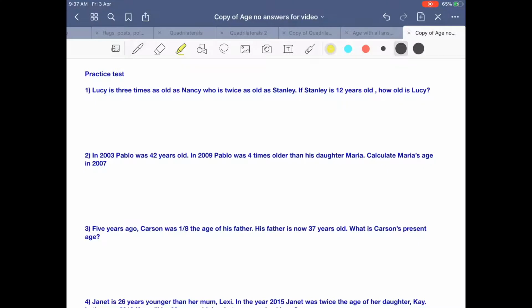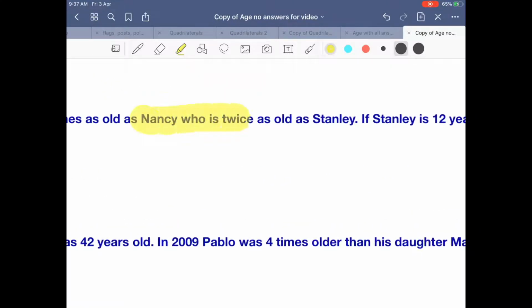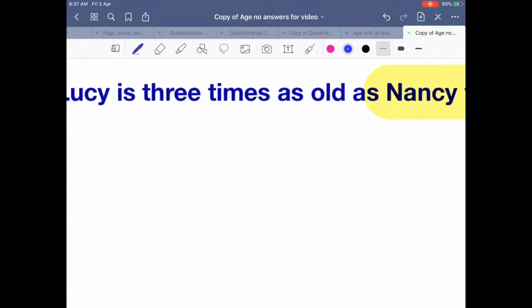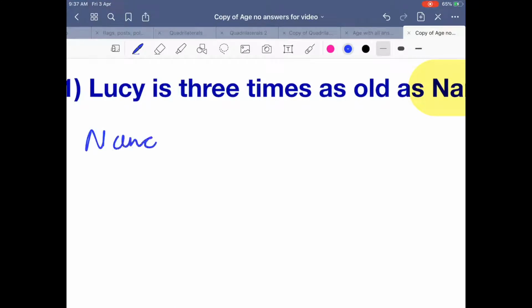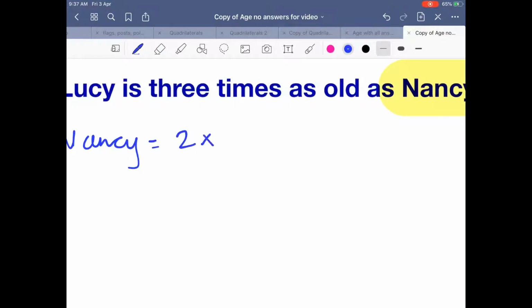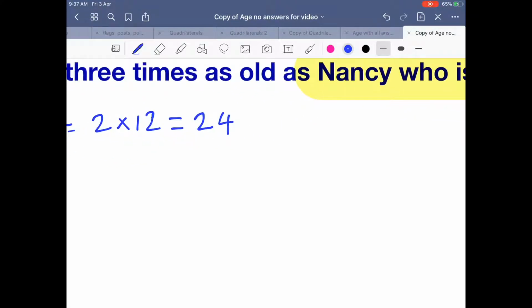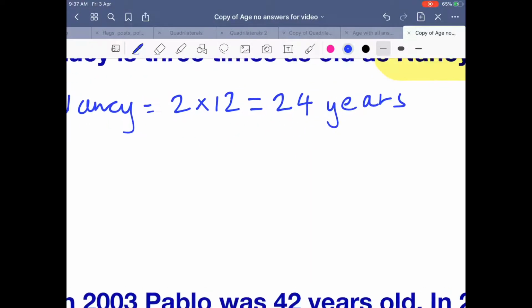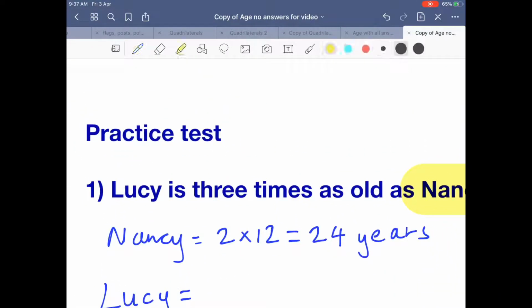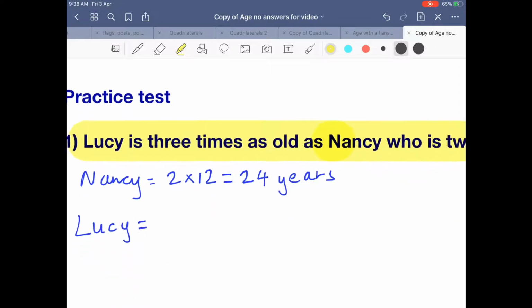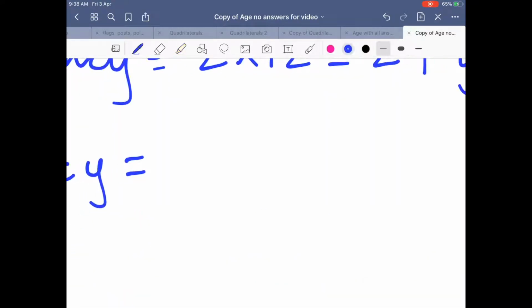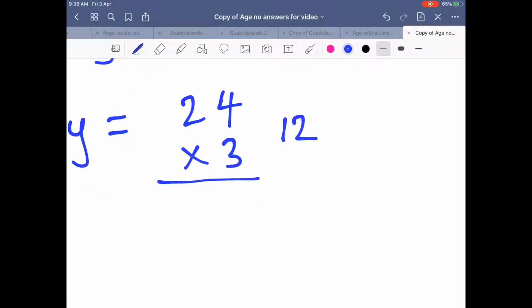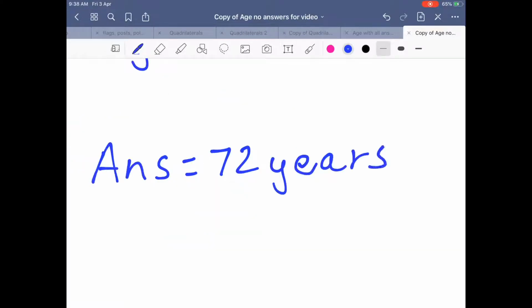So we will firstly determine Nancy's age, then Lucy's. Nancy is twice as old, which is 2 times 12. 12 times 2, simple, that's 24. So Nancy is 24 years old. Lucy is 3 times as old as Nancy. So that's 3 times 24. 3 times 4 is 12. We put the 2. 3 2s are 6 plus 1 is 7. So Lucy is 72 years old.